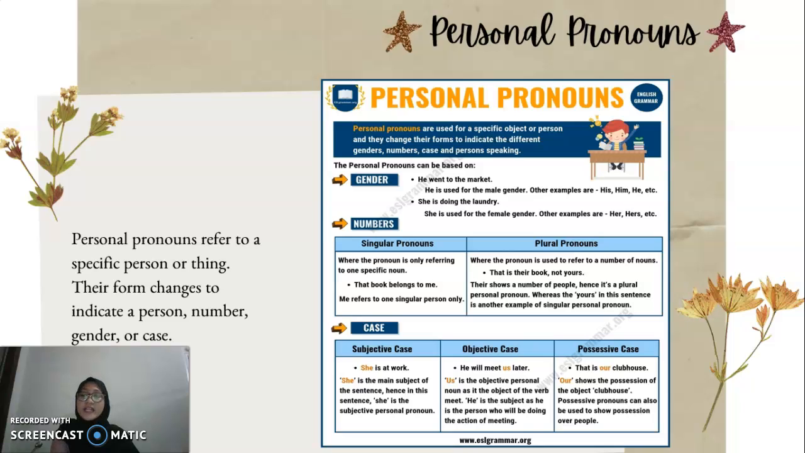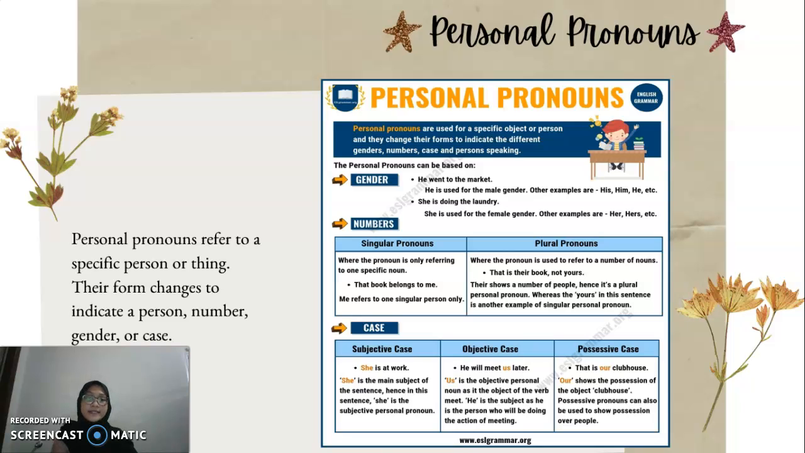In case, there are 3 kinds of case: subjective case, objective case, and possessive case. In subjective case, for example, she is at work. She is the main subject of the sentence. Hence, in this sentence, she is the subjective personal pronoun.